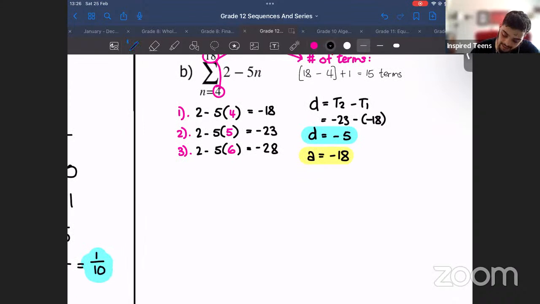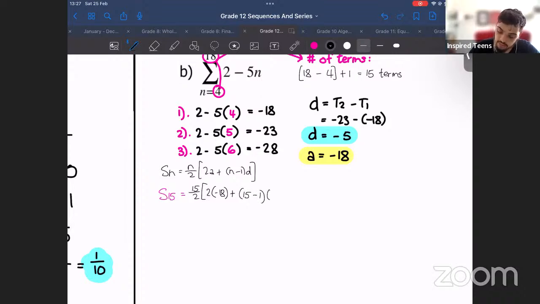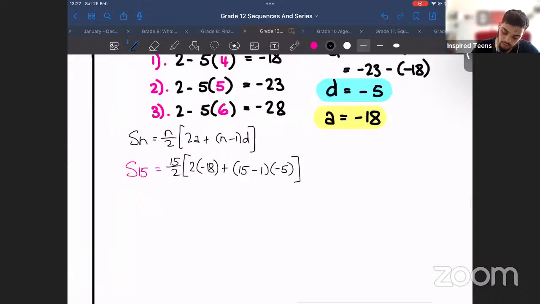Okay, let's just write out Sn is equal to n over 2, open brackets 2a plus n minus 1 times the difference. So we need to calculate what? S15. S15 is equal to 15 over 2. 2 into a is -18 plus n minus 1. What is n? N is 15 because we are doing 15 terms, times the difference. The difference is -5, we said.